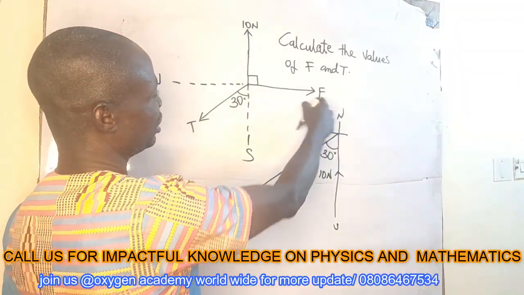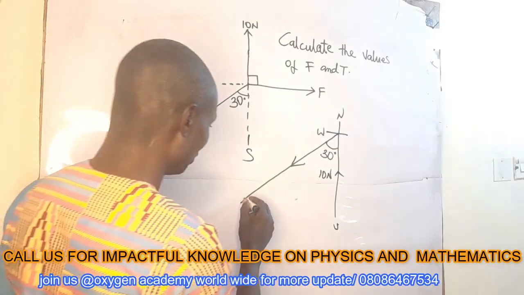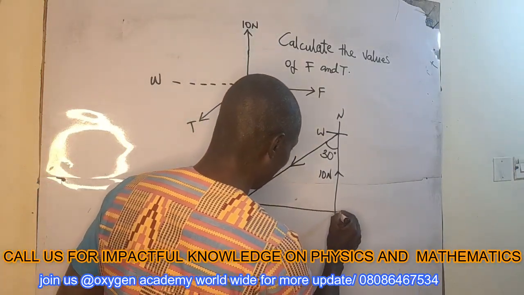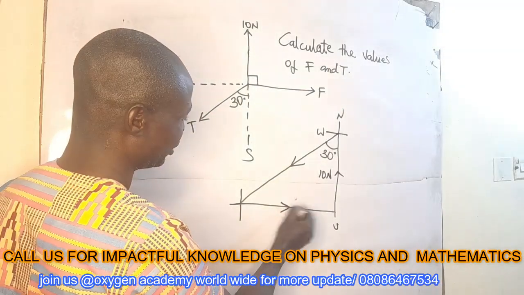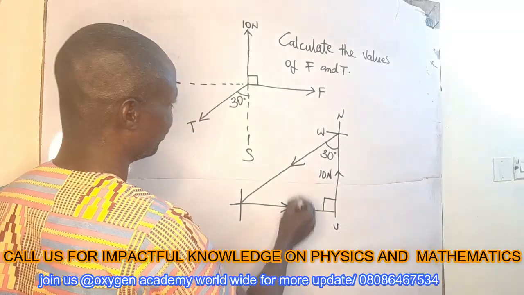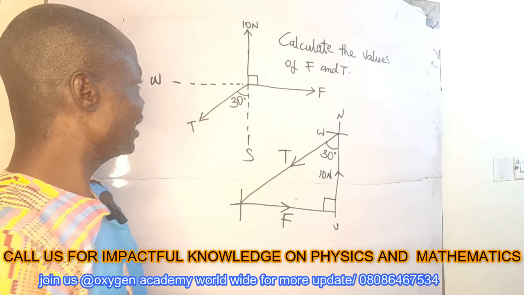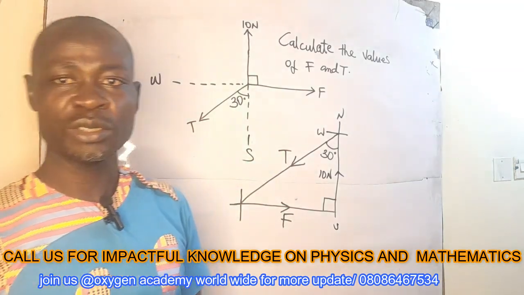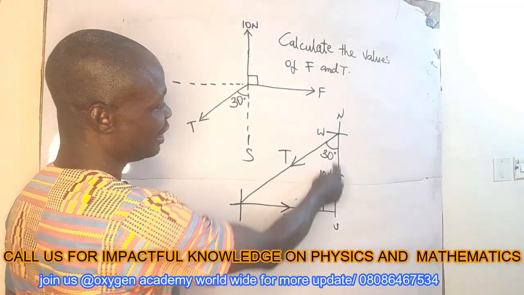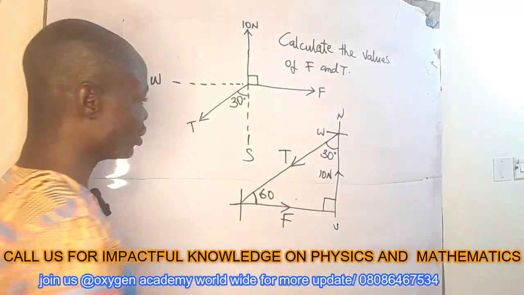Now, the third force is F, and F is directly eastward. So I have to draw my cardinal point here, and draw it directly eastward, and that is going to be this. So I have a right angle here, and this is going to be my F. This is going to be my T. So I have represented this diagram using the triangle law. For me to solve it, I have 90 here, I have 30 here. Definitely, from the sum of angles in a triangle, this is going to be what?